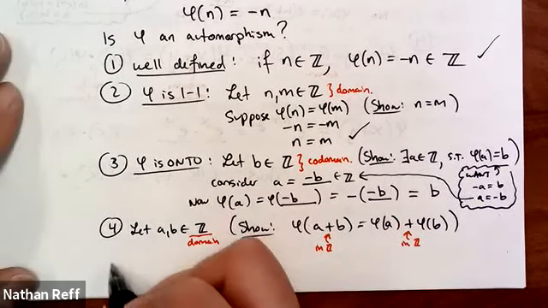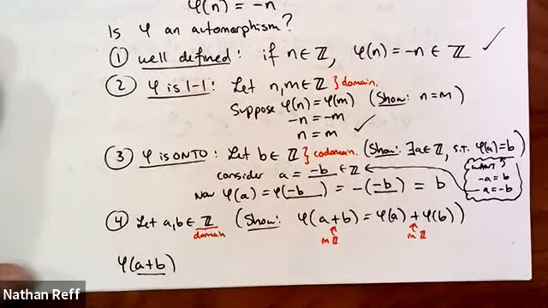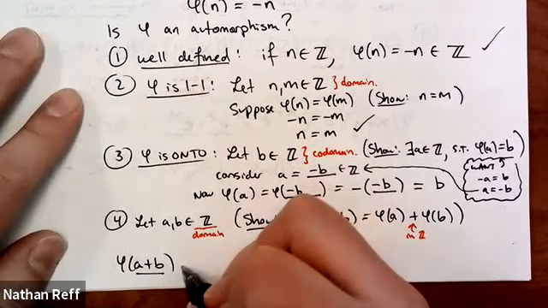All right, so now just figure out what phi of A plus B is. Well, where would this input get mapped to? It's negative, right? It's negative.